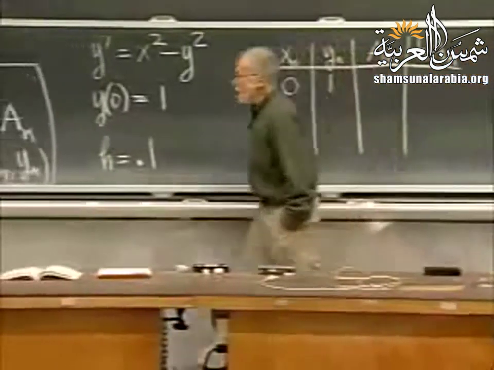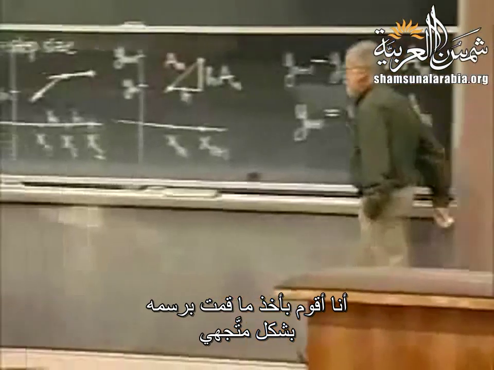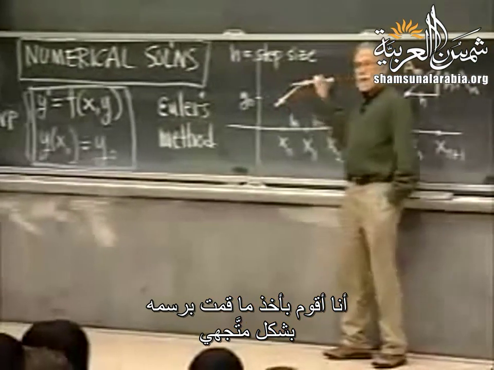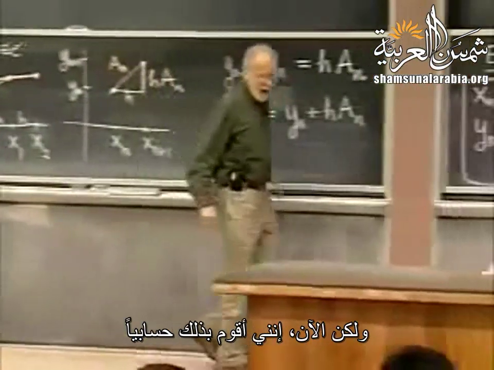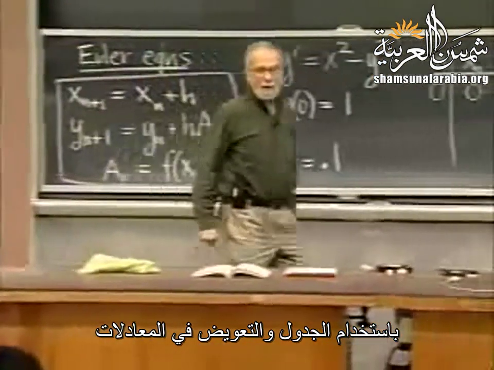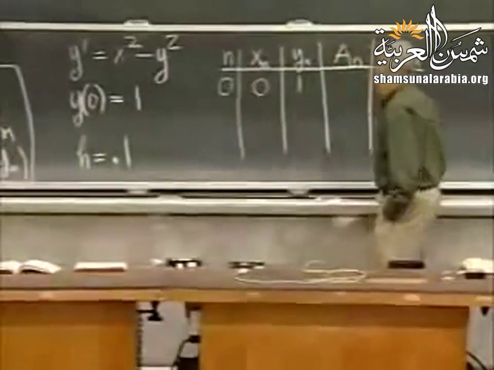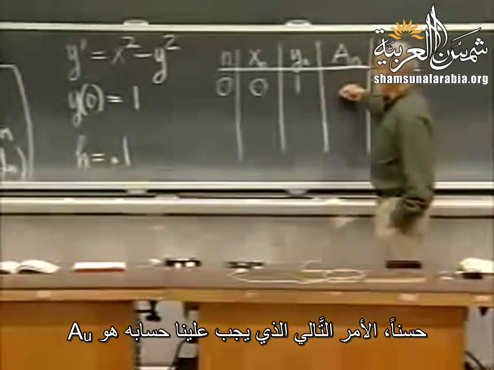In other words, I'm carrying out exactly what I drew pictorially, only now I'm doing it arithmetically using a table and substituting into the formulas. Okay, the next thing we have to calculate is AN.